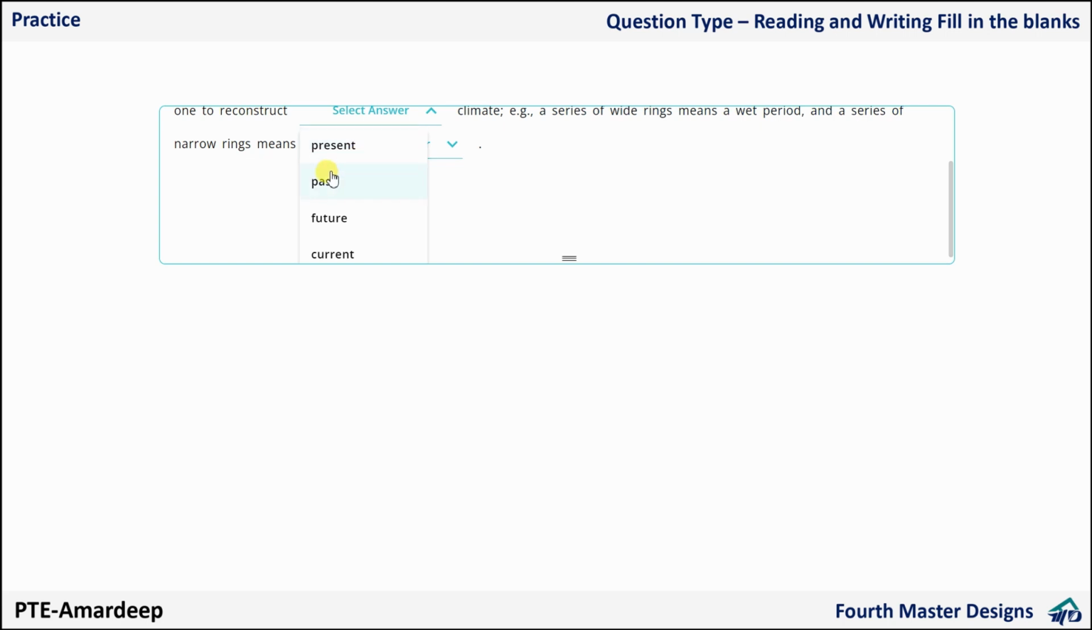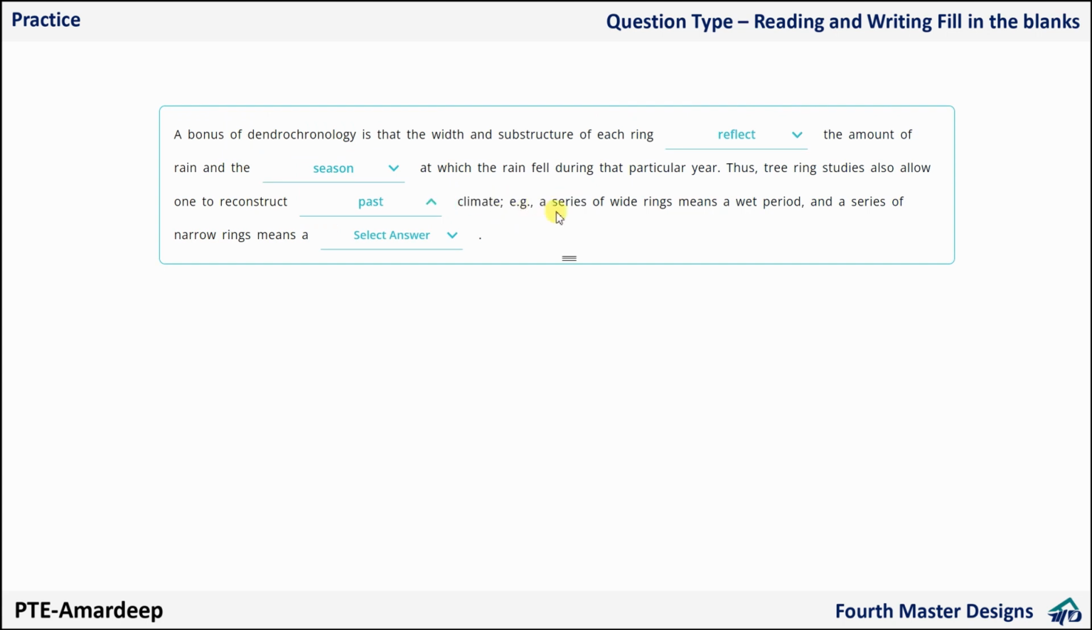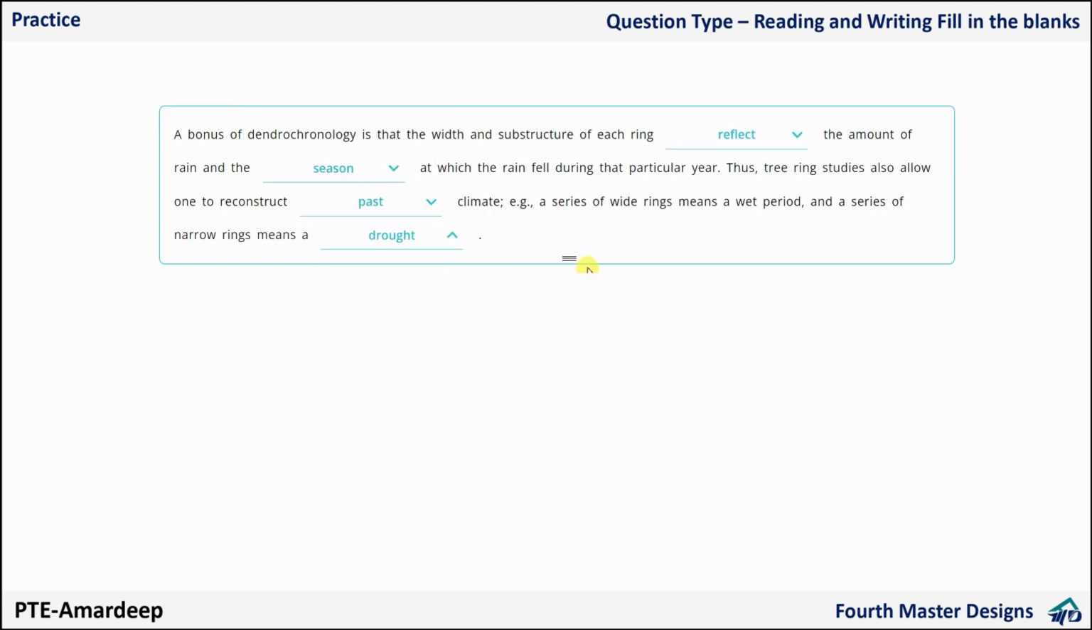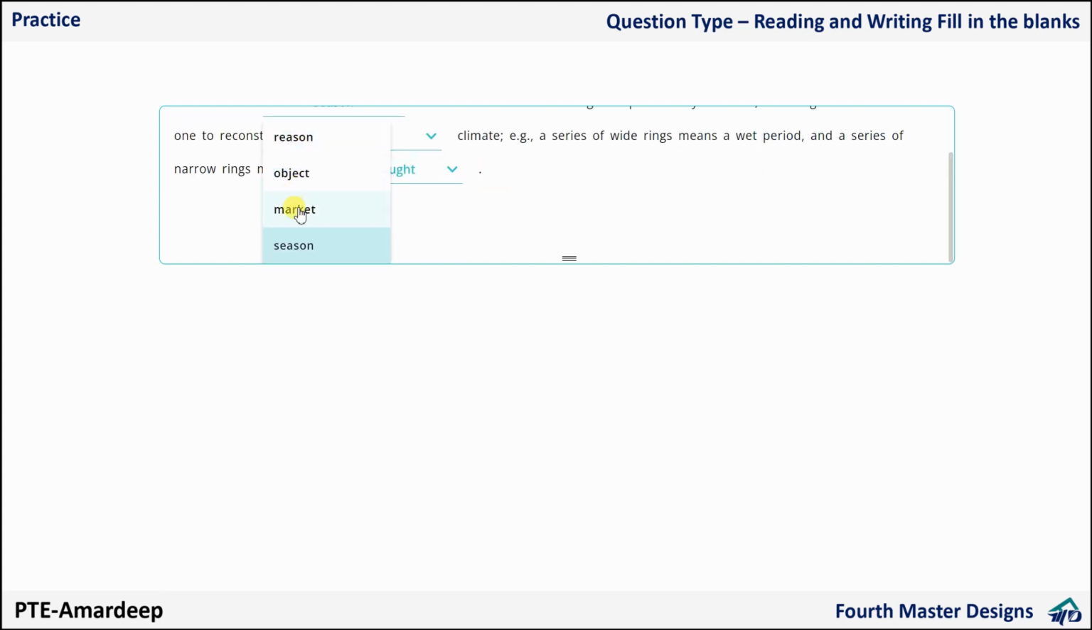Thus, tree ring studies also allow one to reconstruct dash, one to reconstruct what? One to reconstruct present, past, future, current. What are we looking for in tree rings? Past. Climate. A series of wide rings means a wet period. A series of narrow rings means, what is this, wet? It means your dry one. Okay, past dry, flood, rain. So what is a dry? Not this one. That's all guys. Okay, it was a very easy one. It shows similar meaning, reflect. And dash at which rain. So the only logical one for me is season, the particular time of the year when it rained.